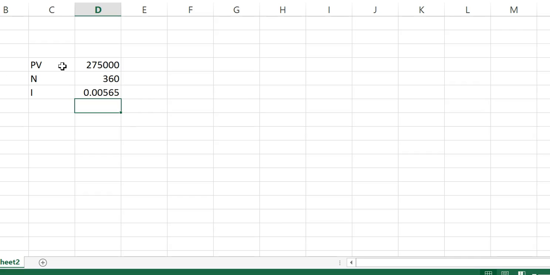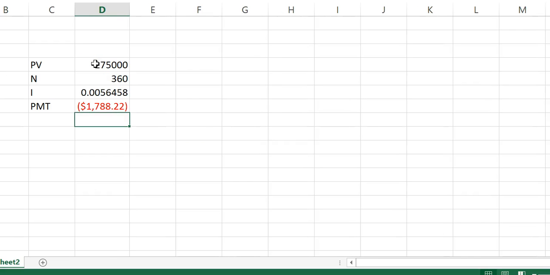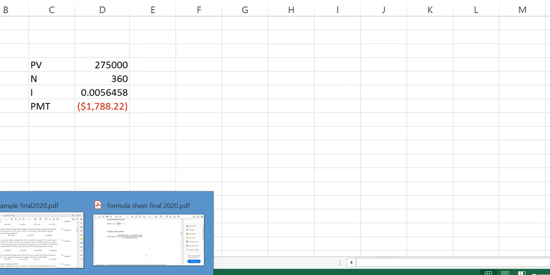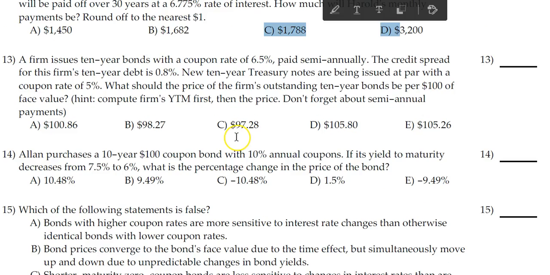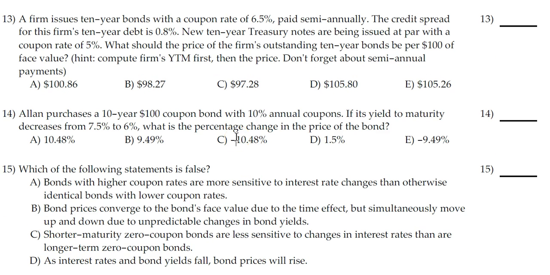And finally, we're going to solve for our payment, and our payment is going to be equal to PMT, rate, number of periods, present value, no future value, end of period. And that gives us 1788. And that's answer C. Right, let's look at 13.